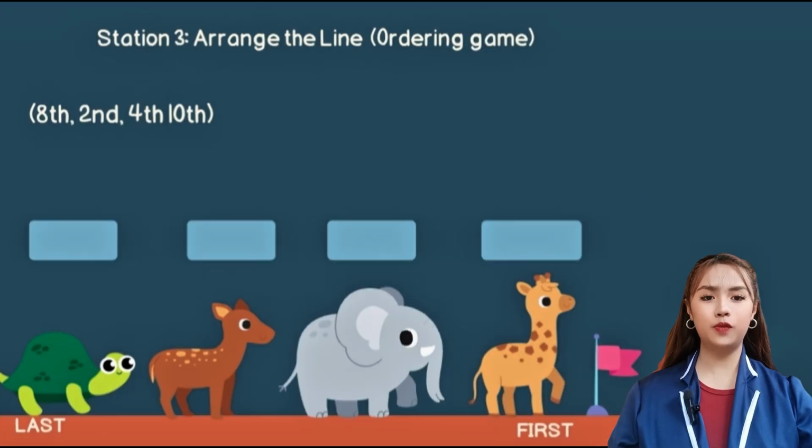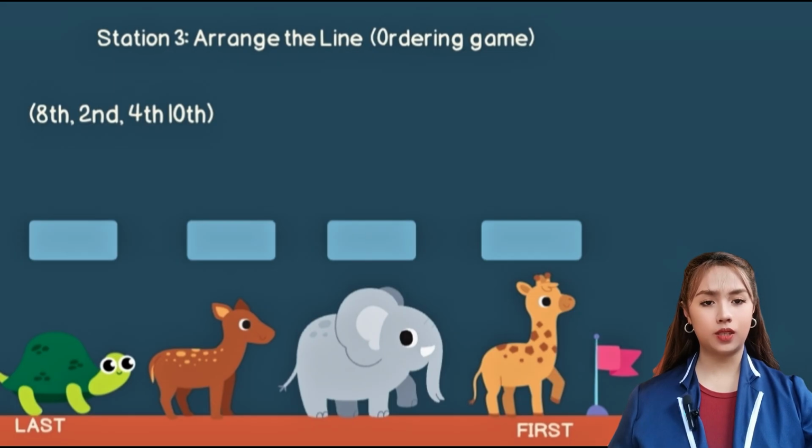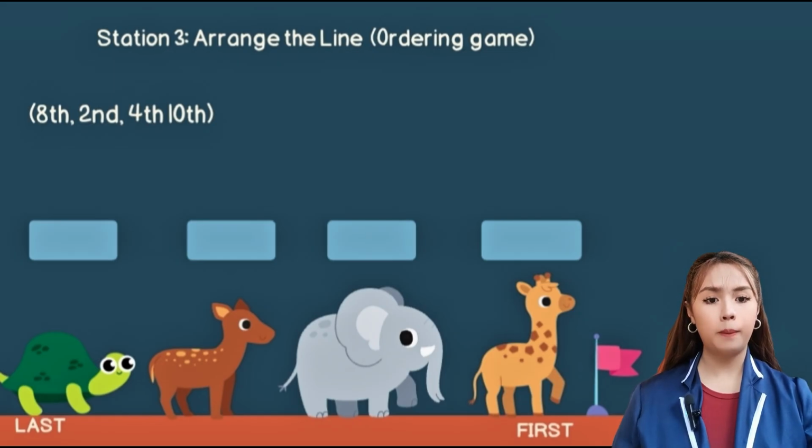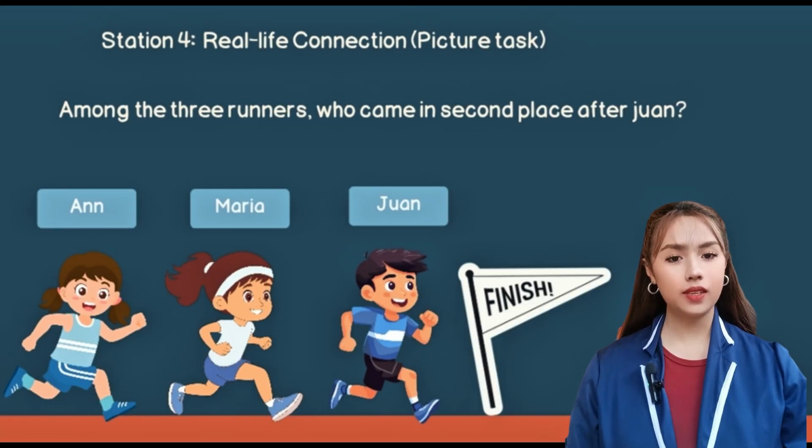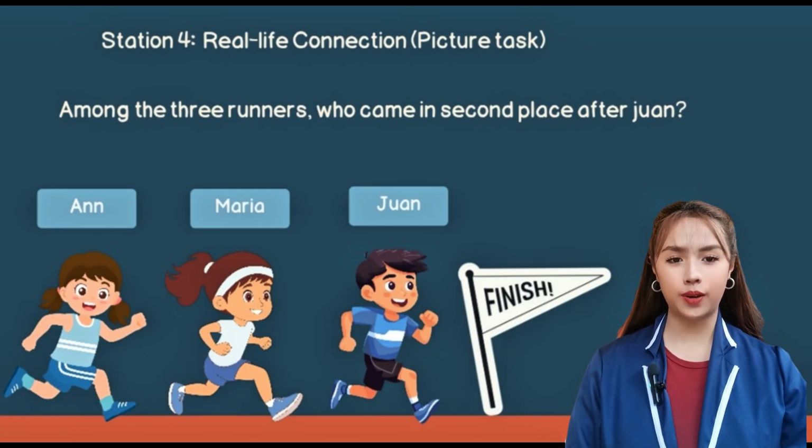Now, let's move to another station, which is station 3. Look at the animals on the screen. So they are standing in a line, but the order is mixed up. So your task is to arrange them in the correct order based on the position given. So you need to place them in order from first to last. Next is station 4.